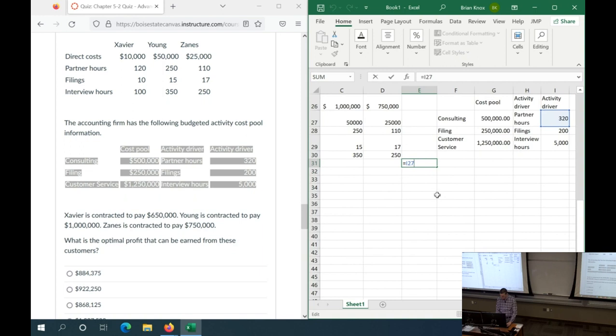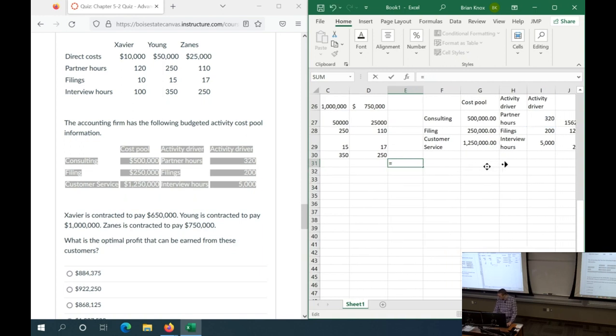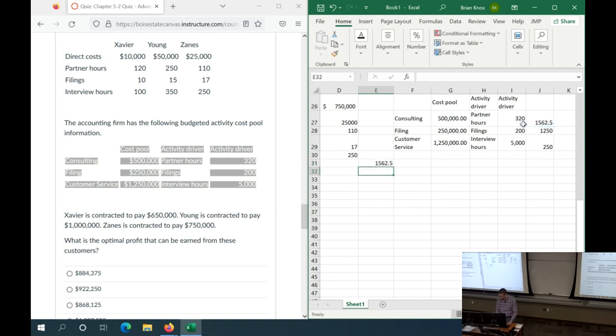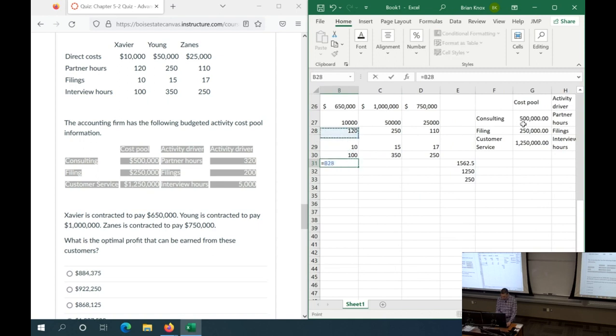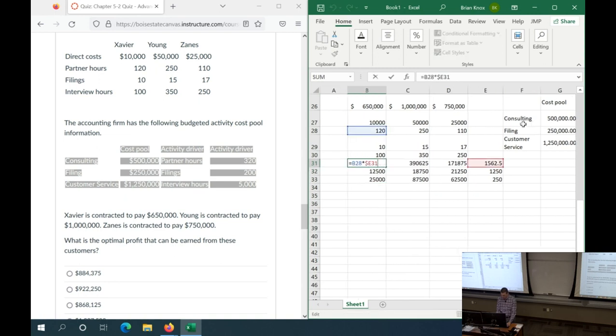No, not that one. Go far enough over. All right, and I want to grab the consumption of partner hours times the rate for partner hours, make the column absolute. Go to the right, go down, Control R, Control D, and I think that's working right. Yeah, looks good to me. Okay.